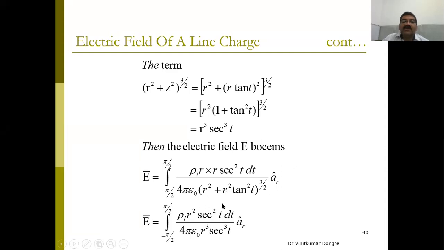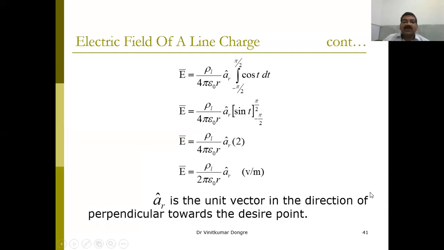By solving it, simply doing the integration, what will be the solution? You just solve it, this is simple mathematics. The integration of cos t is sin t, and you put the limits here and solve it. So you will get the final value here. This is what is most important. The derivation may not be that important, but this formula is important, which you require to solve the numericals. All of you, please write it down. The last formula: the electric field intensity E due to an infinite line charge equals rho L upon 2 pi epsilon 0 R ar.